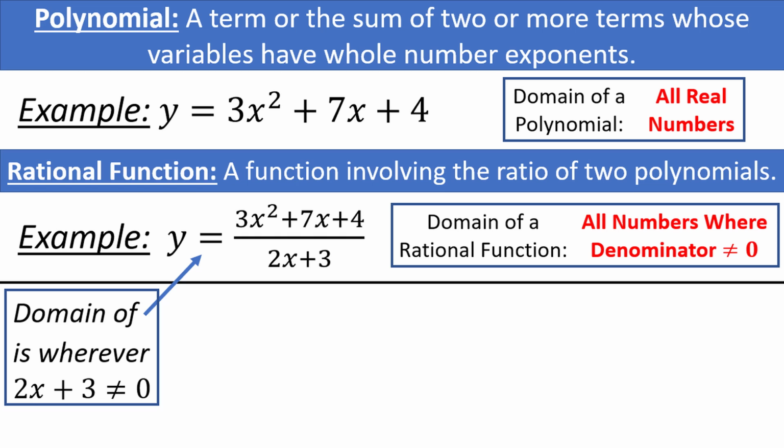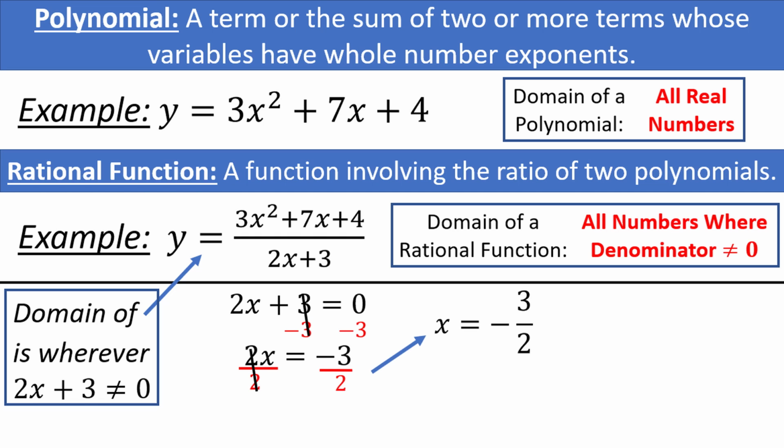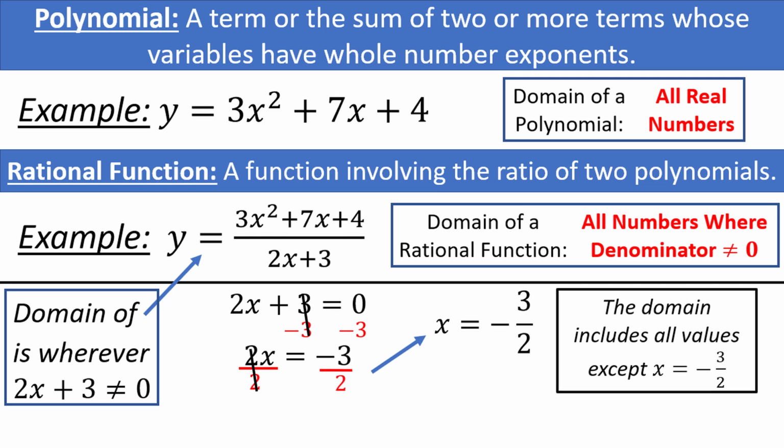To find out where that is, we set 2x plus 3 equal to 0 and solve for x. Subtracting 3 from both sides, we have 2x is equal to negative 3. Dividing by 2, we have x is equal to negative 3 halves. The domain of this rational function includes all numbers except x equals negative 3 halves.